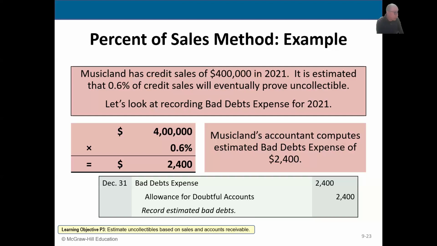So we make an adjusting entry, technically. Well, yeah, you could call it that. At the end of the period, end of the year, we debit bad debt expense 2,400, and we credit the allowance for doubtful accounts 2,400.